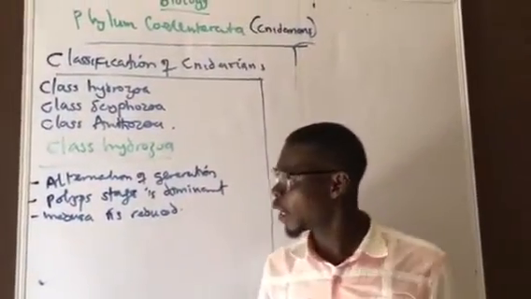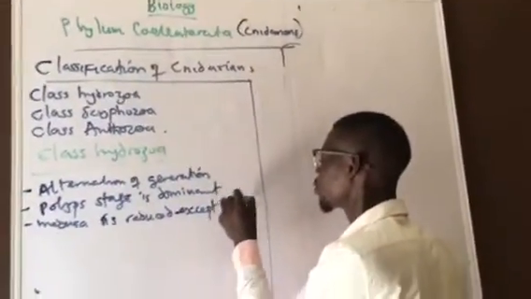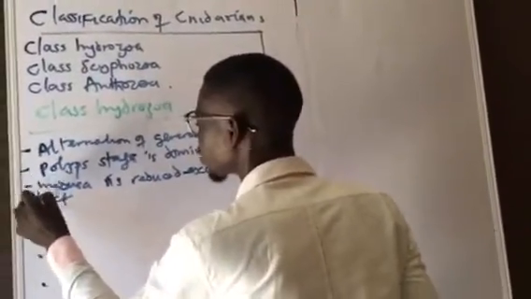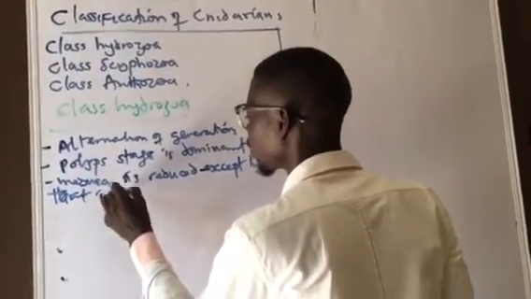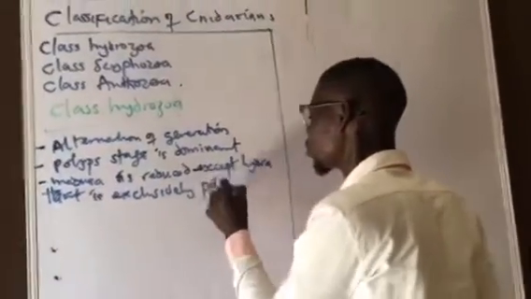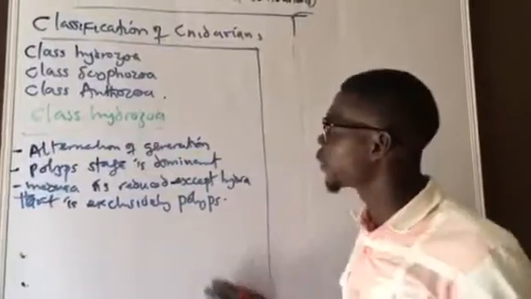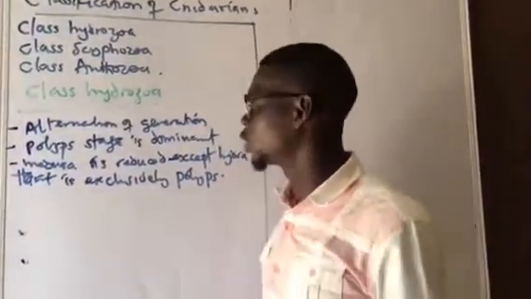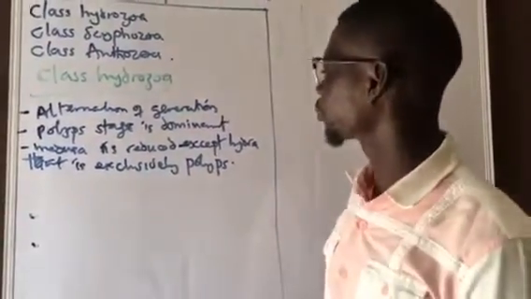Except in Hydra, which is exclusively polyps. Hydra does not have a medusa stage, but some other hydrozoa like Obelia possess a medusa stage that is usually reduced to a simple structure.